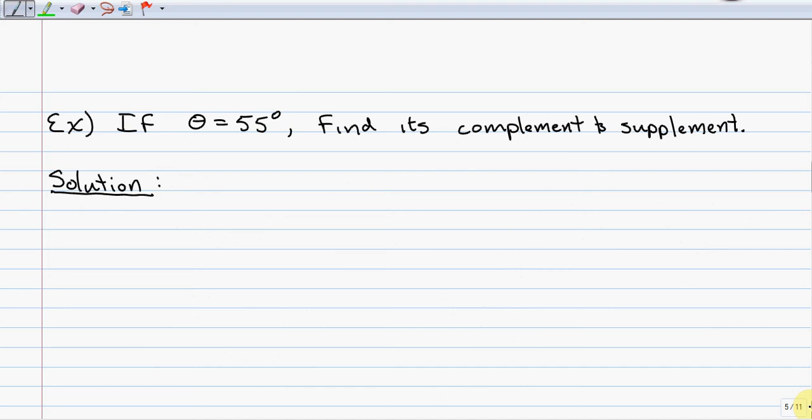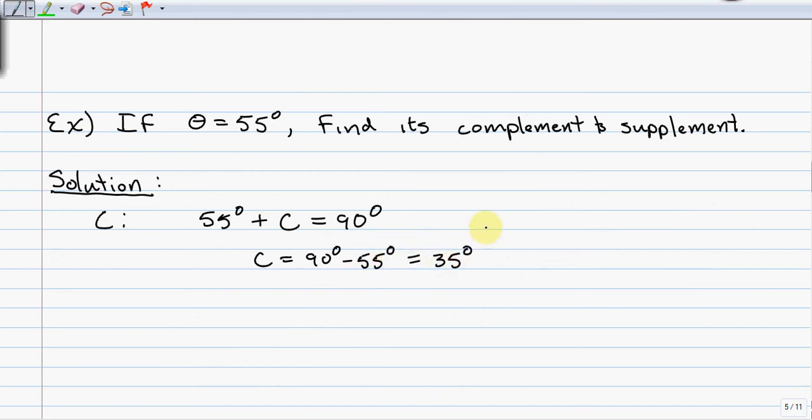If theta is equal to 55 degrees, find its complement and find its supplement. For its complement, which I'll label C here, we know that complements add up to 90 degrees. So if we take 55 degrees plus its complement, it has to equal 90 degrees. Now this is a pretty easy equation to solve. All we have to do is subtract 55 from both sides, and 90 minus 55 is 35 degrees. So its complement is 35 degrees.